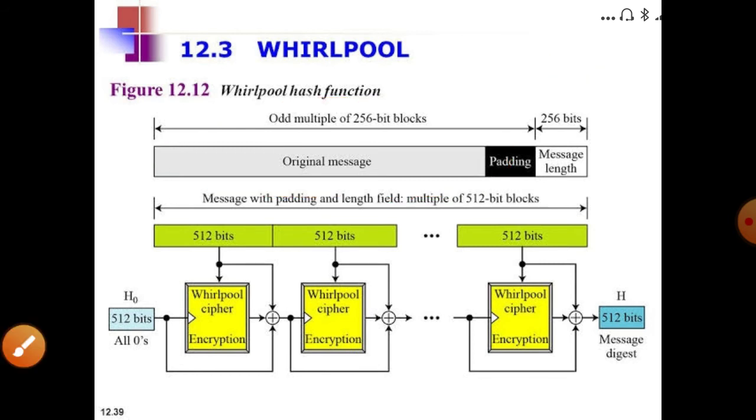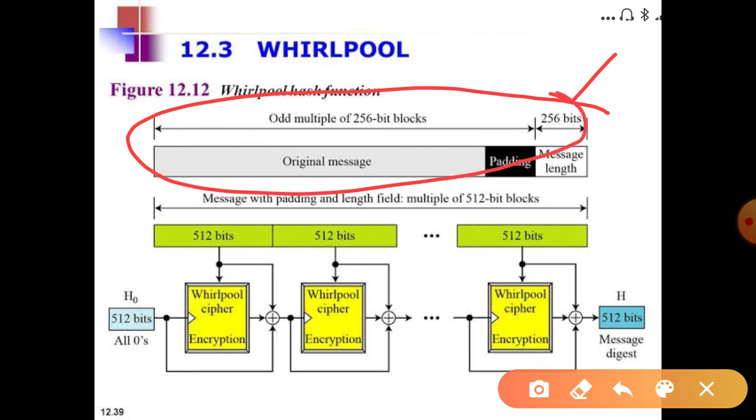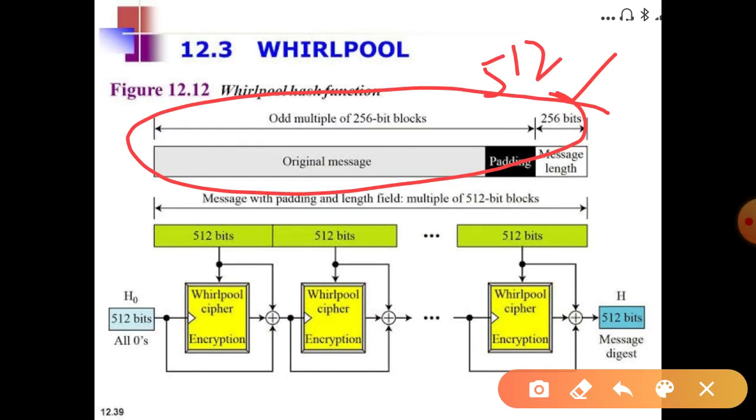After this, the second step is appending and adding the length. We have to express the original message length in 256 bits and add it to the message from the previous step. The next one: now the message length should be a multiple of 512 bits. The total length should be a multiple of 512 bits.